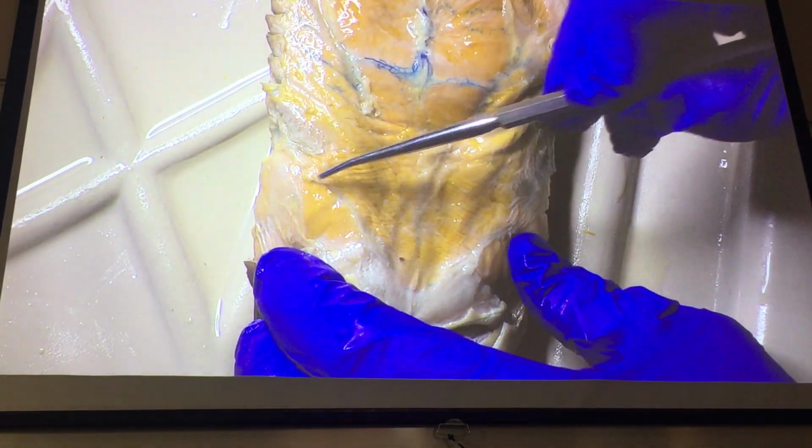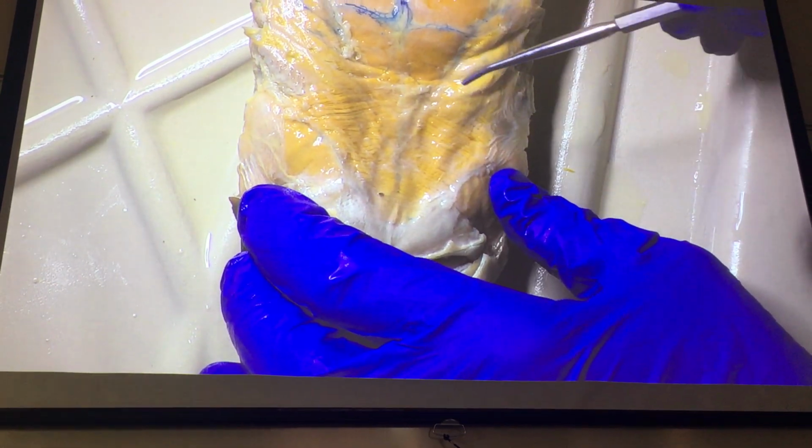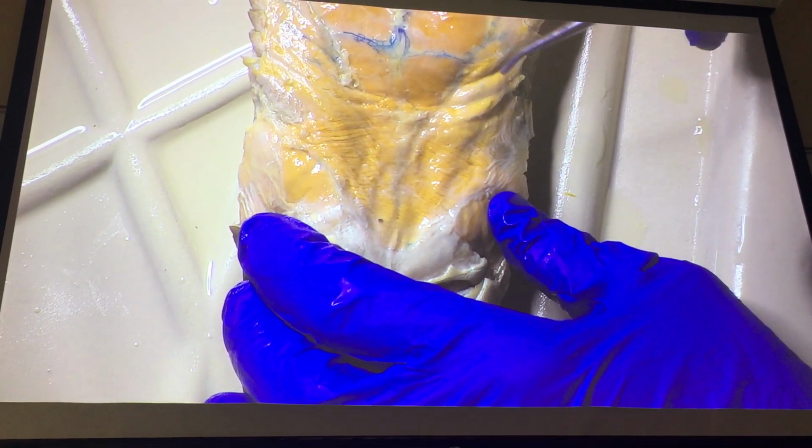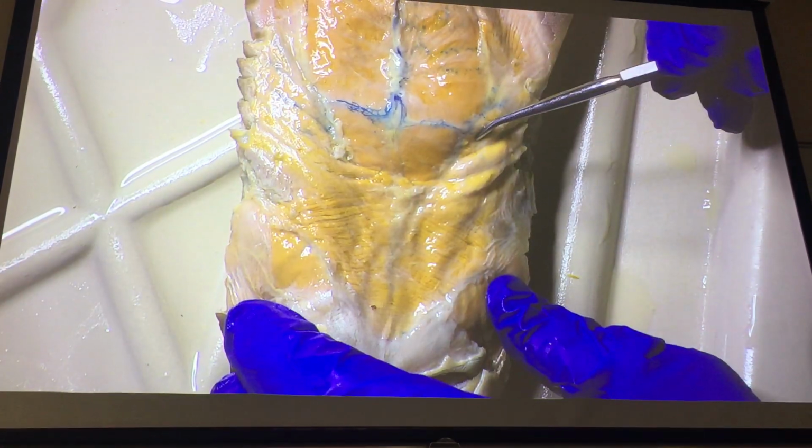This muscle here with a really well-pronounced fiber pattern is the intermandibularis. It's part of the first ventral constrictor. Here you have the second and then third through sixth ventral constrictors.